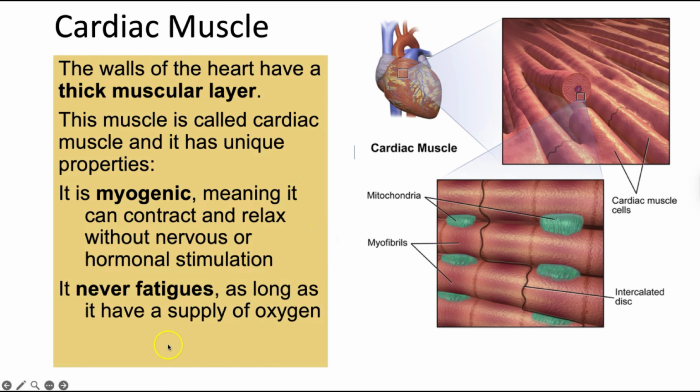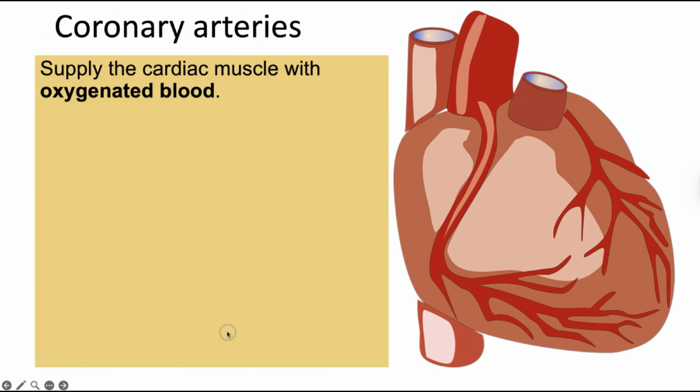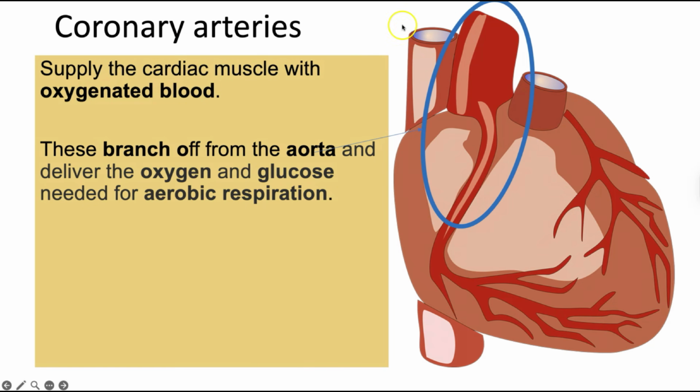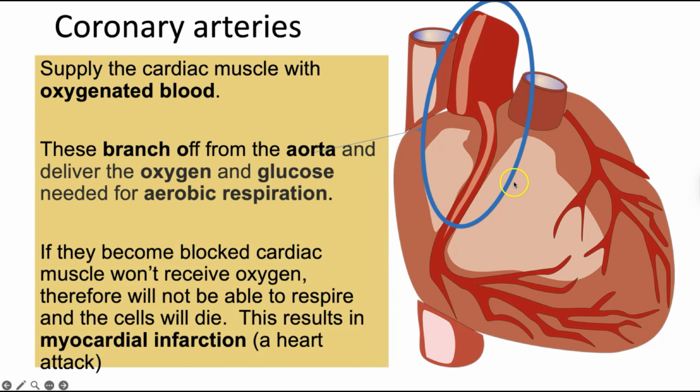So it never fatigues as long as it does have that oxygen and glucose for aerobic respiration to make ATP so it can contract. So that's then our coronary arteries and the cardiac muscle. And this is just showing us the coronary arteries in more detail. So these branch off from the aorta, carrying oxygenated blood and also glucose that's needed for aerobic respiration.